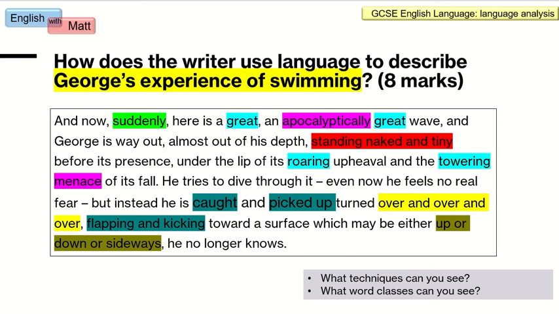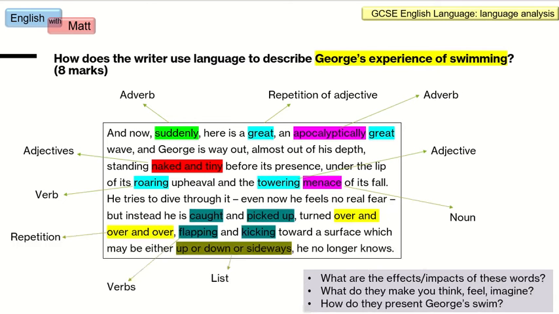And here we have the names of those techniques. You can see we've got a selection of devices such as repetition and a list, but the majority of these words are more word classes, so adjectives, adverbs, nouns and verbs. You'll notice that I've deliberately color-coded them to link together, because you might also be thinking about semantic fields or patterns of language or patterns of words, which is a skill that higher level students will use in order to boost their marks.